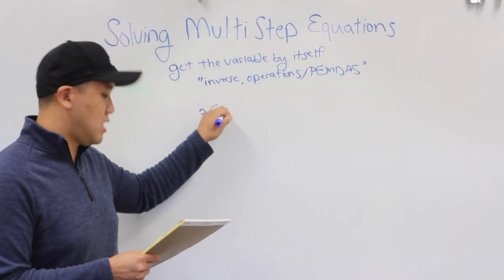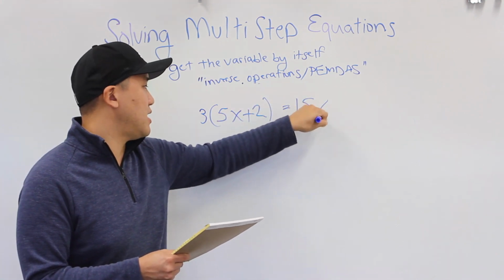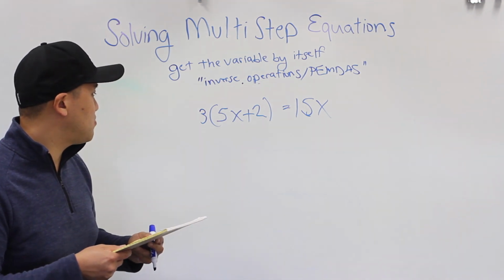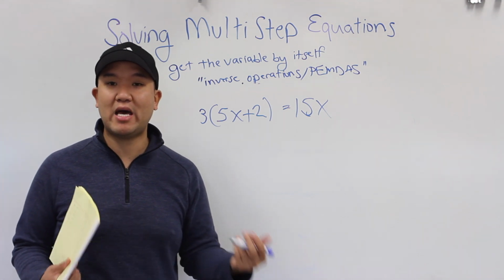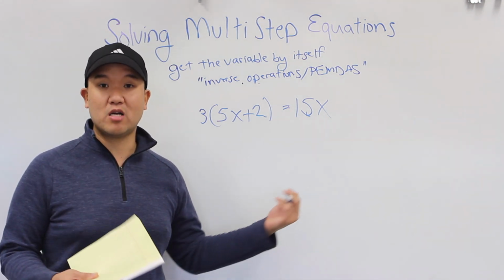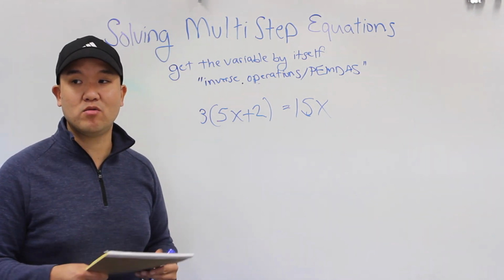Let's try our last problem, our advanced problem. It is a special case. We're going to talk about that today in this lesson. So let's say I have this: 3 times (5x plus 2) equals 15x. Try your best. Something should happen. Just take a look. We'll try to figure it out, but we'll talk about it after you try this. So I'm going to give about 30 seconds to a minute. Try your best. Go.